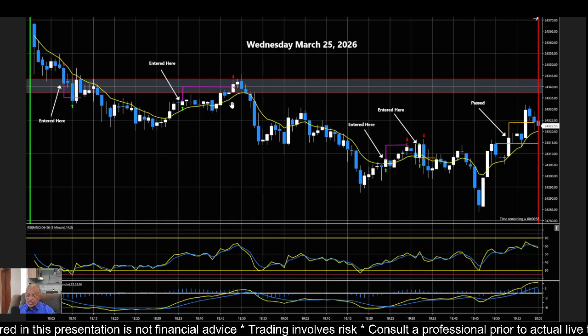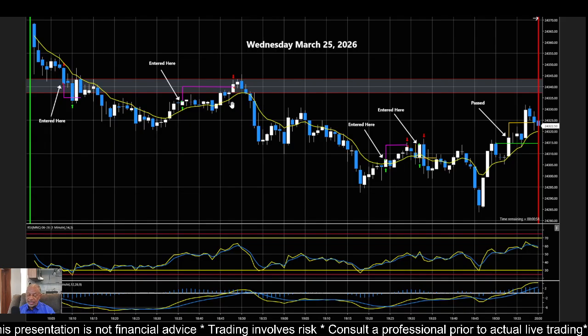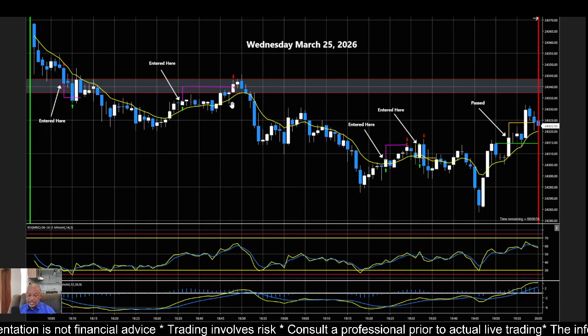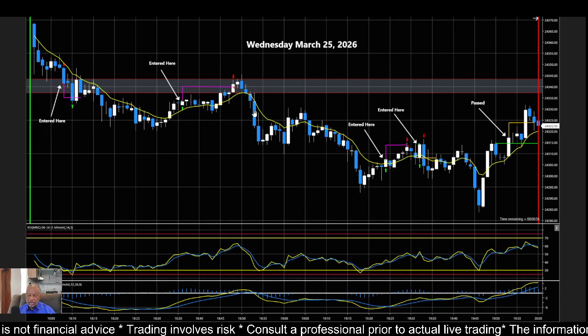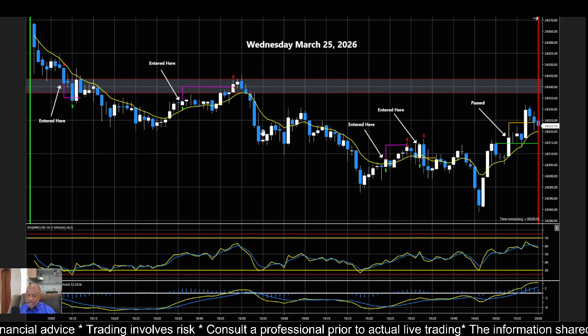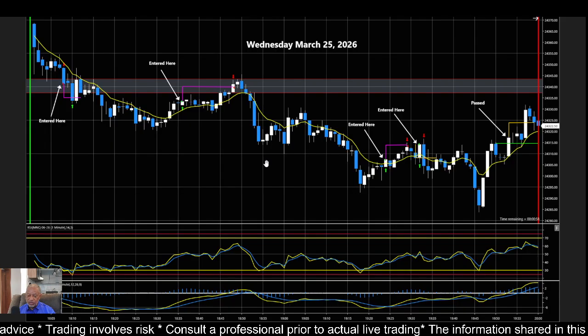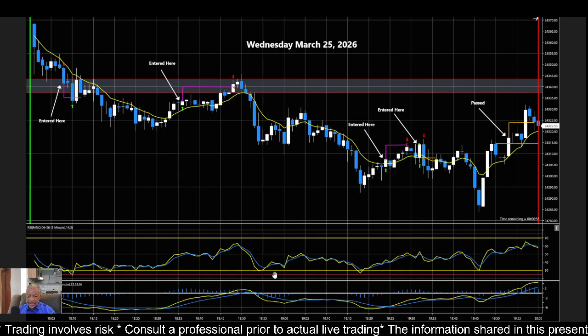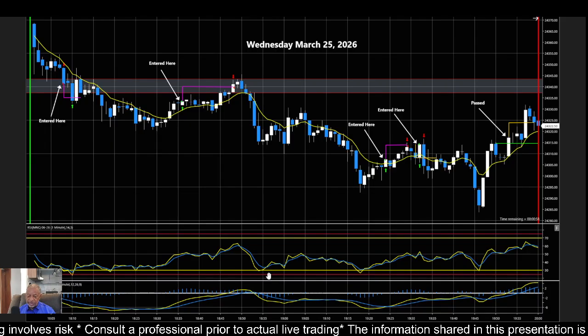Now I'm being stingy. Now I'm being conservative. I'm not looking for anything unless it's near perfect. And so nothing really occurred. We got a nice run down here, but I'm not really looking for anything down here. Why? Because we're at the RSI, right? We don't trade into support.